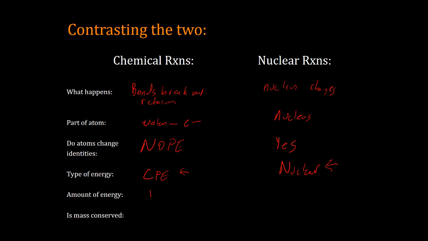Amount of energy, fairly small. I mean, dynamite and diesel fuel and gasoline all have lots of energy stored in them, but a nuclear bomb has a whole bunch more, right? So a smaller amount of matter can contain a whole bunch more energy when it's nuclear energy we're talking about. And is mass conserved in chemical reactions? Yes, it is. Is it in nuclear reactions? Nope.